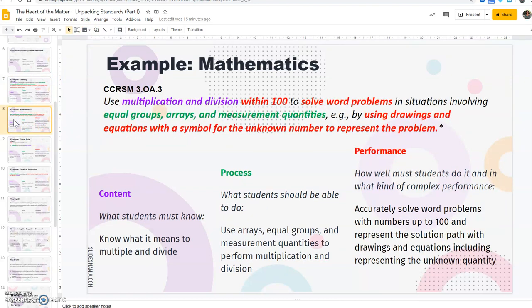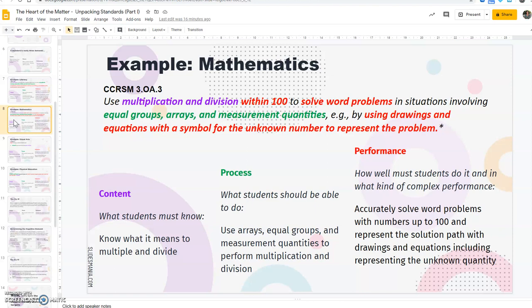For math, we have use multiplication and division within 100 to solve word problems in situations involving equal groups, arrays, and measurement quantities by using drawings, equations with the symbol for the unknown number to represent the problem. So the content, once again, it's all color-coded, is purple. Know what it means to multiply and divide. The process is to use arrays, equal groups, and measurement quantities to perform multiplication and division.